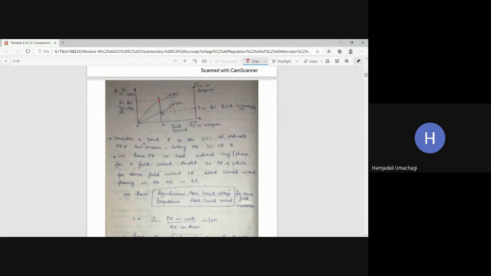Let ordinate PQR be drawn, cutting SCC at Q. We have PR, no load. So what is this PR? This whole length PR corresponds to the OCC, and this point P corresponds to what? Check here. This point P is the rated voltage, yes or no? So point P uses the rated voltage value. We have PR, that is the no load voltage. No load voltage means it is the rated voltage for a field current denoted as OR.